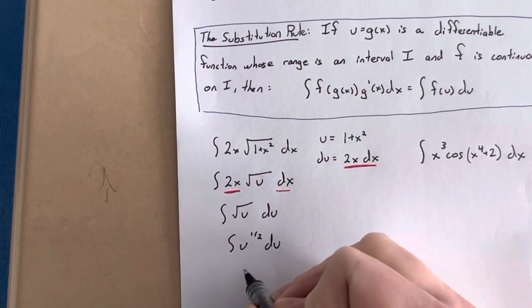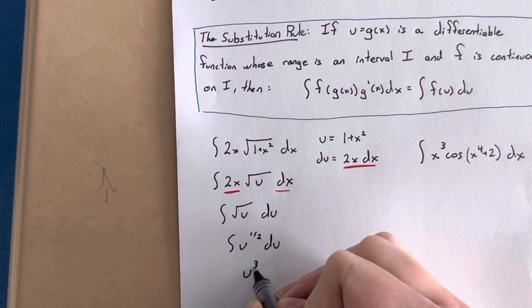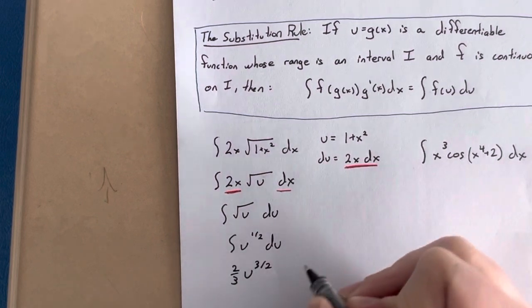u to the 1/2 becomes u to the 3/2 times 2/3.